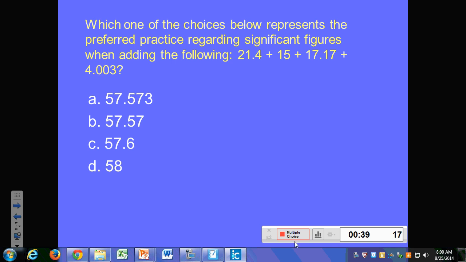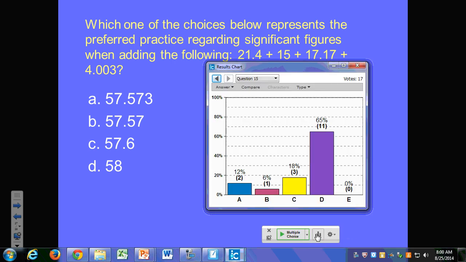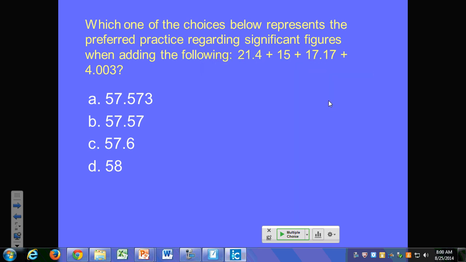All right, I'm going to stop at 40 seconds. Just guess if you don't know. Okay, D is the right answer. When you're adding and subtracting numbers, you keep the lowest number of what? Decimal places. And the one with the lowest number of decimal places here is 15, with no decimal places at all. And so the answer is going to be 58. All right? All right, good.